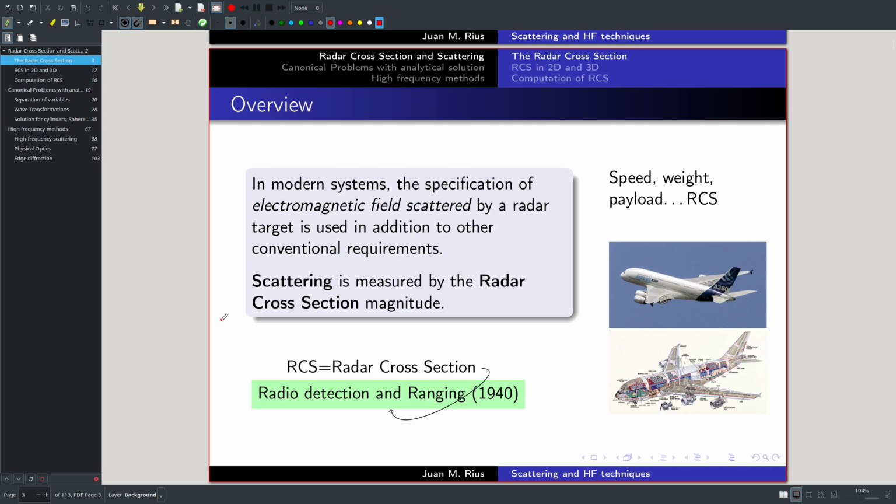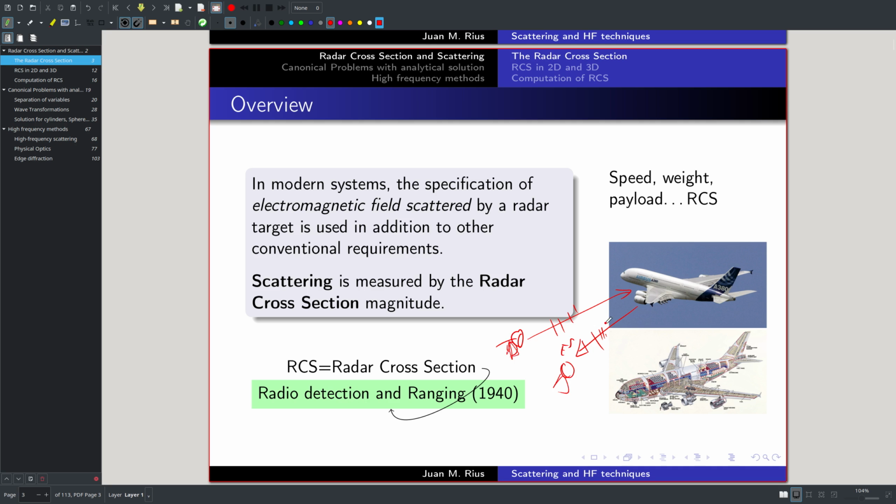So the radar cross-section. Well, radar cross-section is the magnitude that we define to measure or to represent the strength of scattered fields. And it is very important because now we have a radar that produces an incident field, and then the magnitude of the scattered field is very important. Then we have another receiving radar that very often is the same as the transmitting radar.